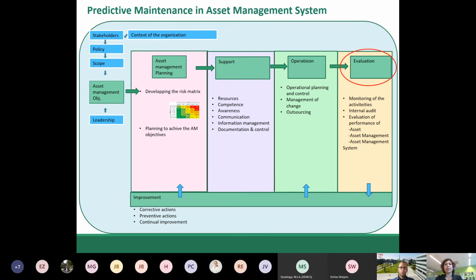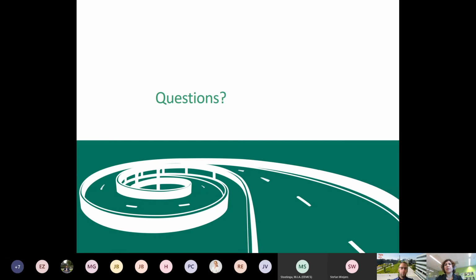In the evaluation, for example, we can compare predictive maintenance with preventive maintenance and corrective maintenance and see, does it really influence the asset management system or not? And improvement, of course: if we apply predictive maintenance, we learn some lessons which we can use to improve other processes respectively. Are there any questions?